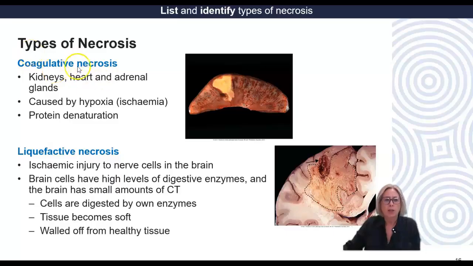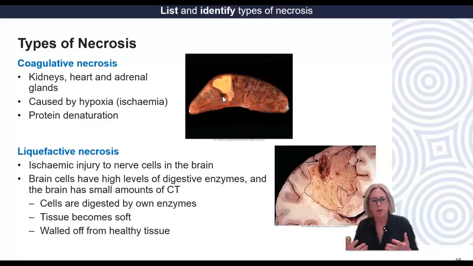Now, the first type here is coagulative necrosis, which can occur in lots of different organs, but the kidneys, the heart, and the adrenal glands are particularly susceptible to it. And it's caused by hypoxia as a result of ischemia, and it involves protein denaturation. So with this type of necrosis, it involves denaturation of the protein albumin, and that causes it to change from its gelatinous, transparent state to a firm, opaque state. And that's due to that cell death.